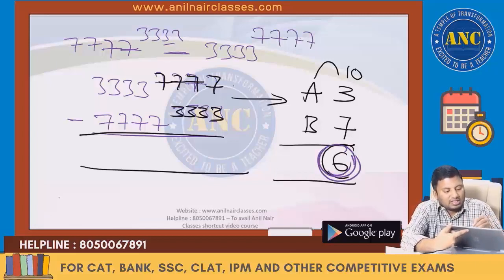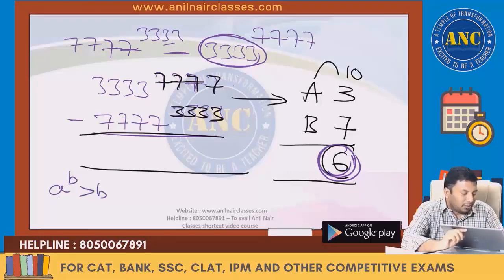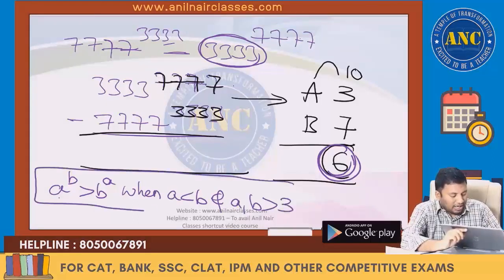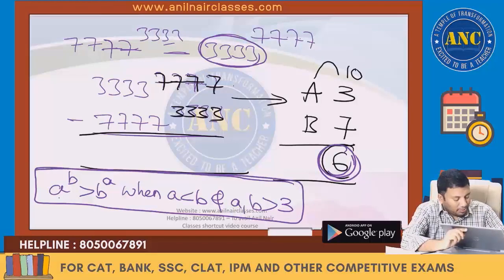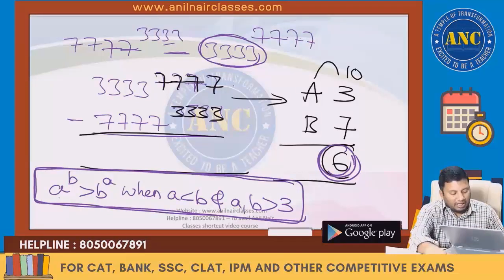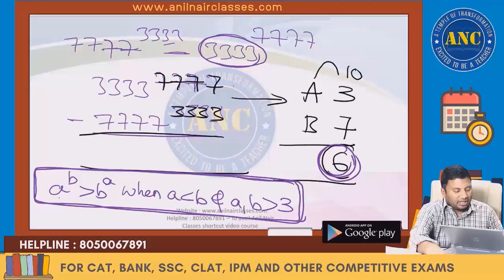Why? Because the second one is greater than the first one. How did I find out? Because of this property: A power B is greater than B power A when A is less than B and A, B both are greater than 3. Based upon this property alone, I found out A power B is greater than B power A. I hope it is clear. So don't take it as 6.